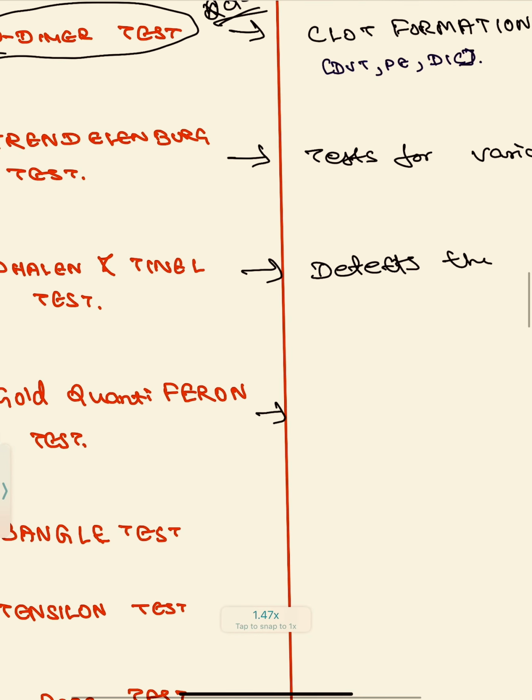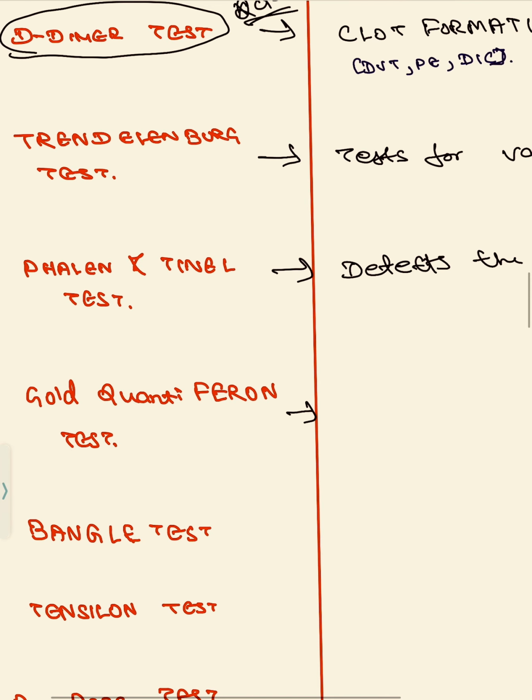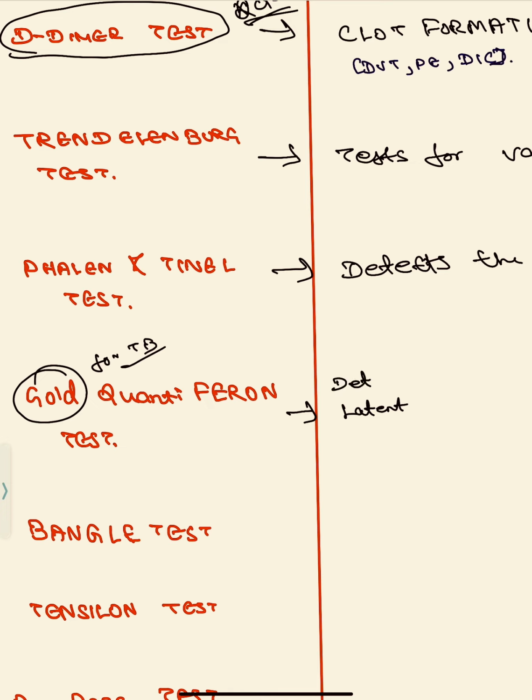Quantiferon Gold test detects latent tuberculosis. The mnemonic will be gold for TB. So you can directly go for gold for detecting latent TB.